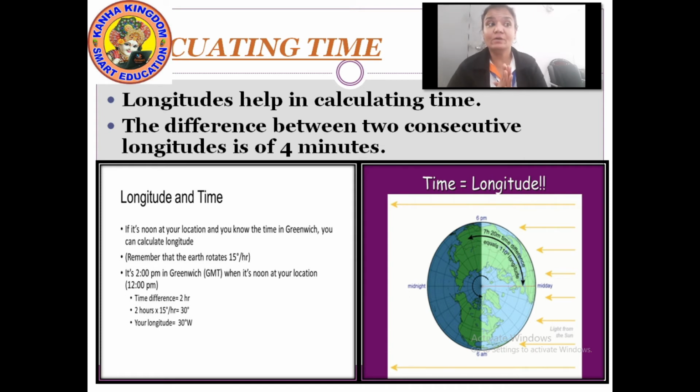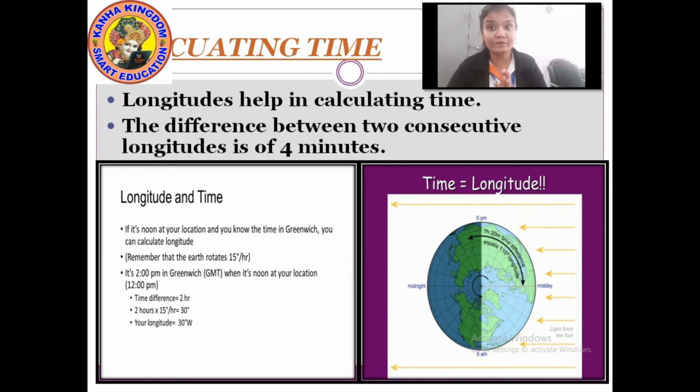Now, if it is 2 p.m., which means afternoon, in Greenwich, then it's noon at your location, that is 12 p.m. This means Greenwich is 2 hours ahead of us. The time there is 2 hours earlier.